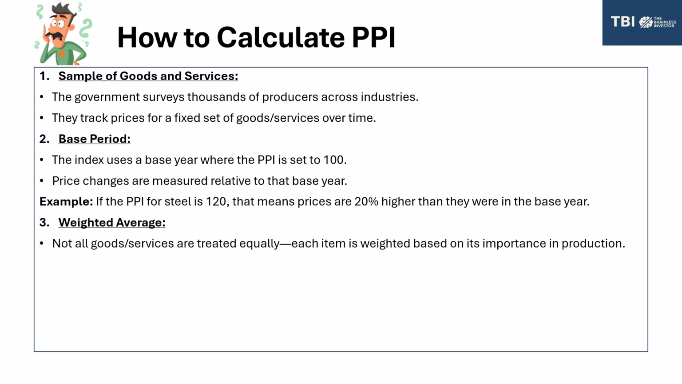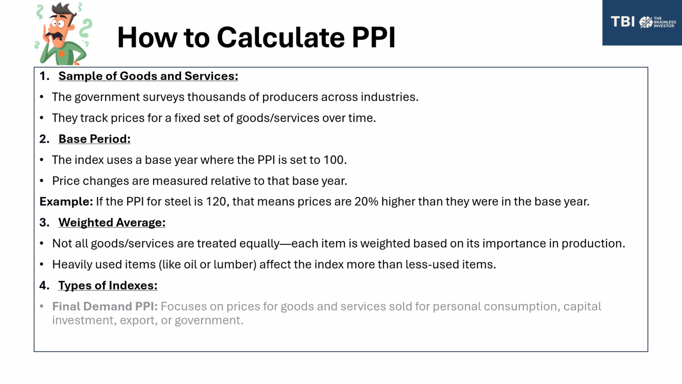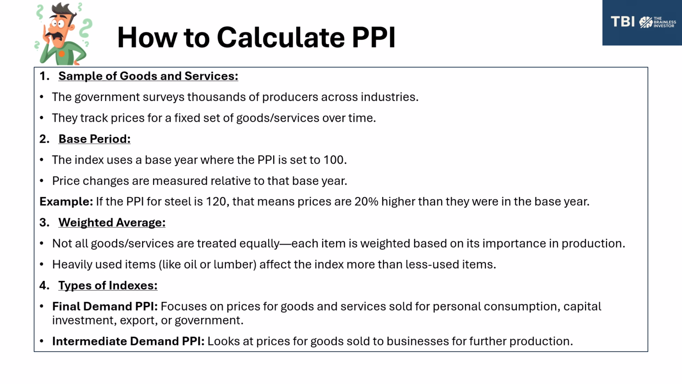The third is the weighted average. Not all goods and services are treated equally. Each item is weighted based on its importance in production. Heavily used items like oil or lumber affect the index more than less used items. Next are the types of indexes. Final demand PPI focuses on prices for goods and services sold for personal consumption, capital investment, export, or government, whereas intermediate demand PPI looks at the prices for goods sold to businesses for further production.